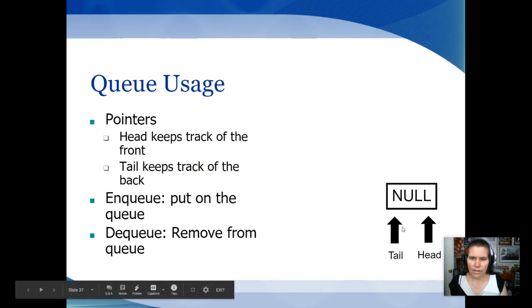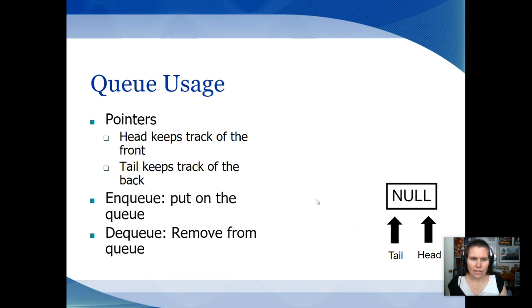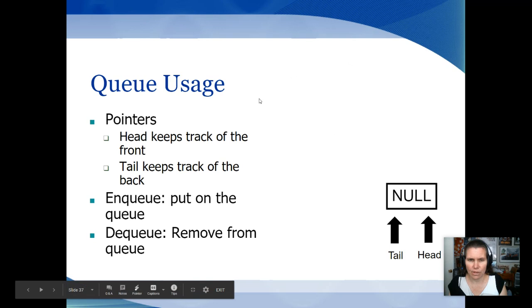So you have your information in your list, and you have something pointing to the front of your list, which is called the head. You also have something pointing to the end of your list called the tail. When you're ready to add to a list, you call enqueue. Enqueue puts items onto the queue, and dequeue removes items from the queue.